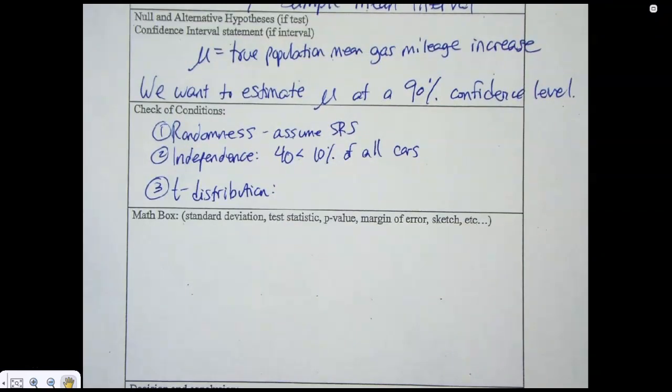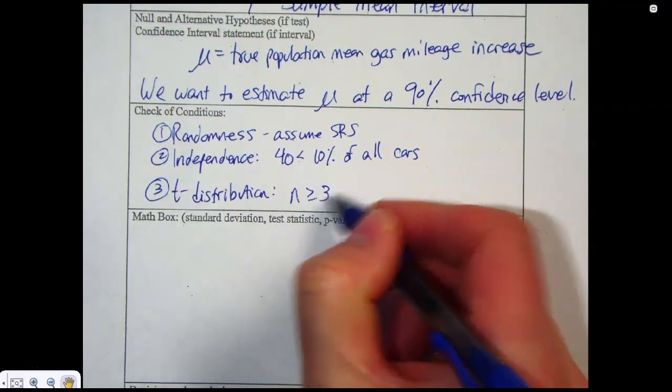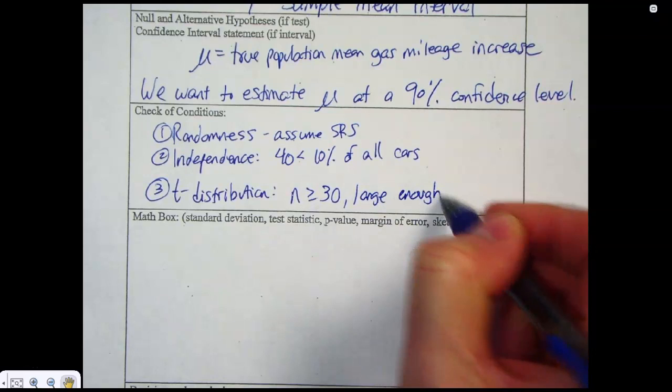And then I need a justification for being able to use the t-distribution. And there's three possible things. Which one of those possible things do we have in this example? Samples larger than 30. Sometimes there's more than one and you can pick. But it doesn't tell us the population is normal, so that one's out. It does tell us we have a large enough sample. So n is greater than or equal to 30, which means I have a large enough sample.